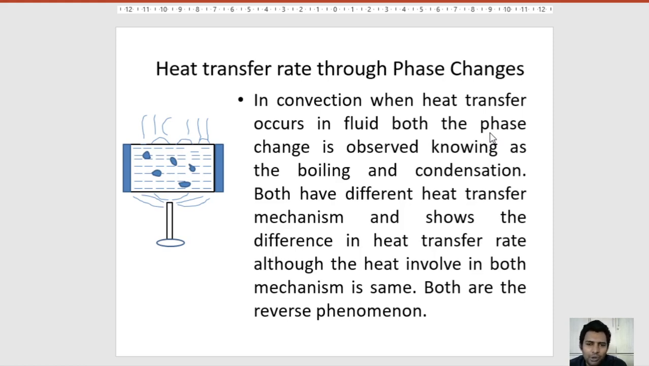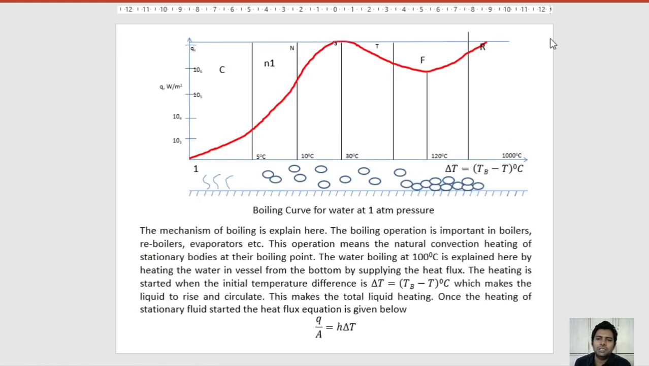That means in boiling, the latent heat of vaporization is provided, while in condensation, latent heat of condensation is there. Both the heats are the same, only the difference is that both are reverse phenomena. Now here is the boiling curve for water at 1 atmosphere. In the figure, actually we have mentioned the boiling curve for the water. The heat transfer rate changes with the temperature. So how is the boiling curve for water at 1 atmospheric pressure?